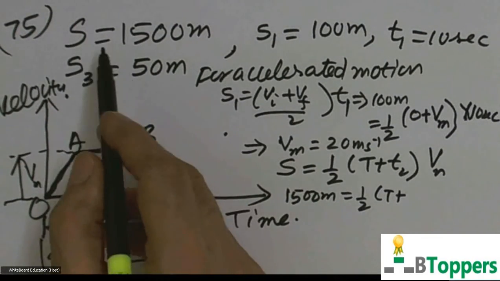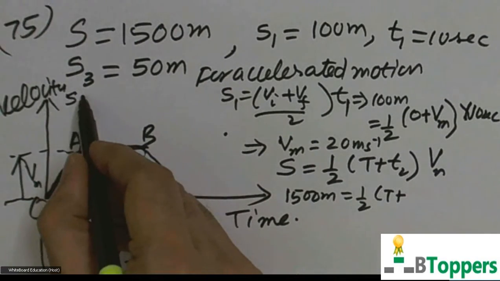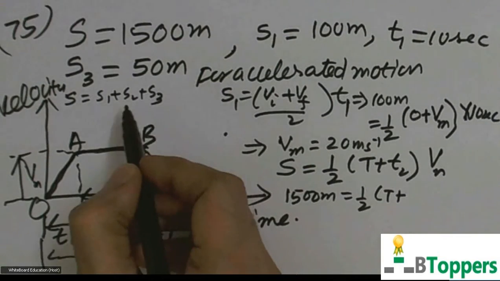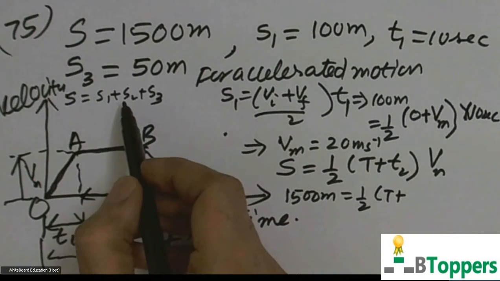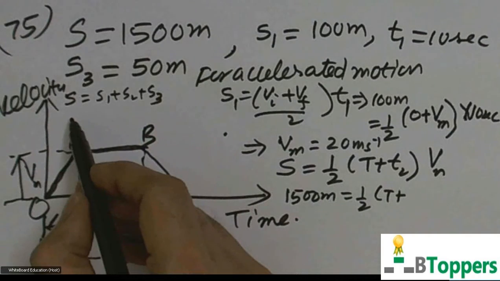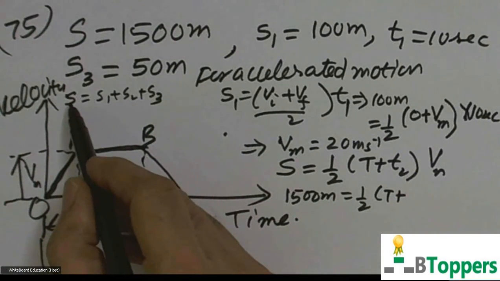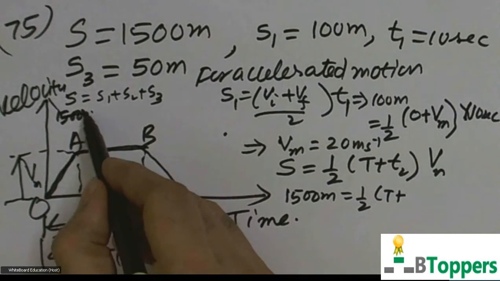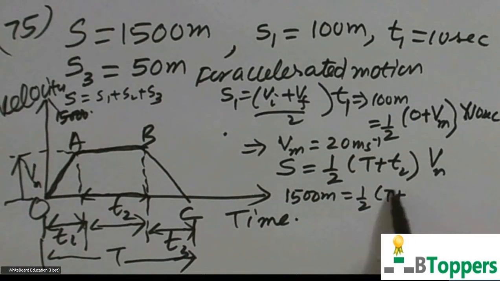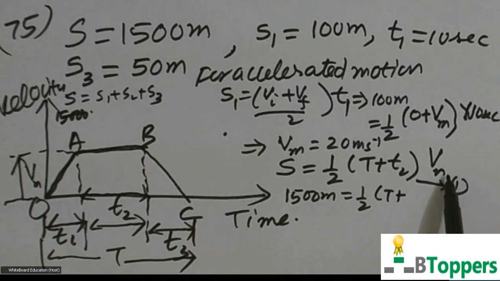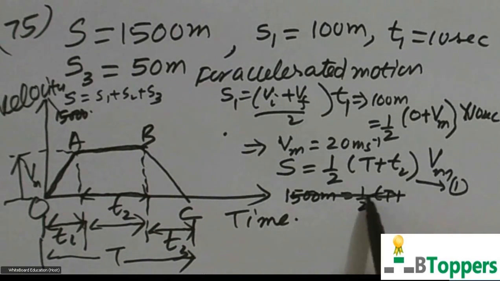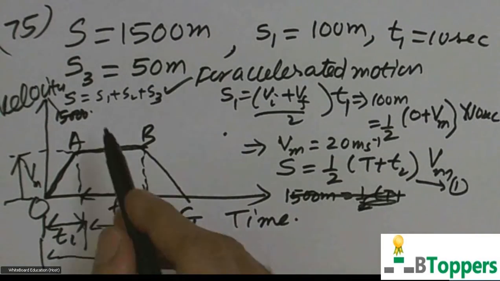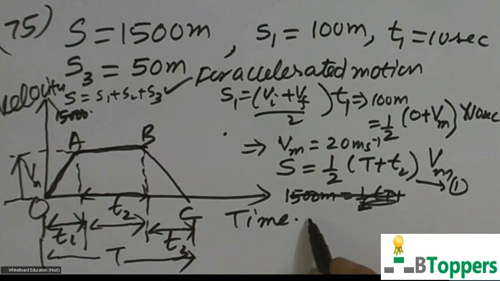Further, consider the total motion, S equal to the total distance covered during the entire journey. You can write S equal to S1 plus S2 plus S3. S2 is the distance covered with uniform speed. So you can substitute S equal to 1500 meters here. You call this equation 1. We'll come back to this equation again. We use this equation first now: S equal to S1 plus S2 plus S3.